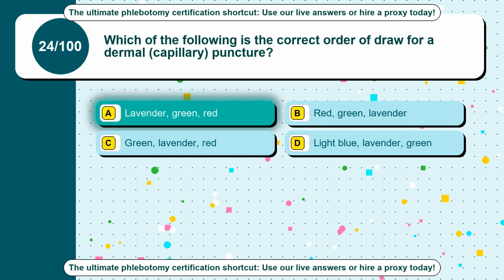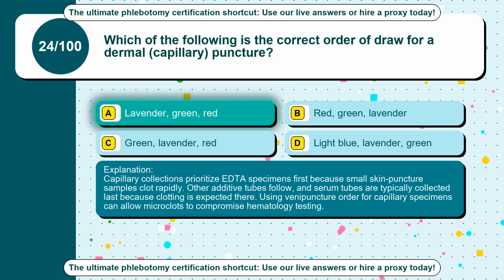The correct answer is option A, lavender, green, red. Capillary collections prioritize EDTA specimens first because small skin puncture samples clot rapidly. Other additive tubes follow, and serum tubes are typically collected last because clotting is expected there. Using venipuncture order for capillary specimens can allow microclots to compromise hematology testing.